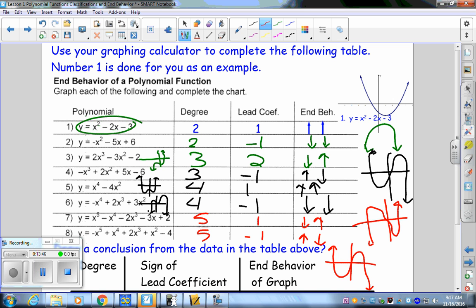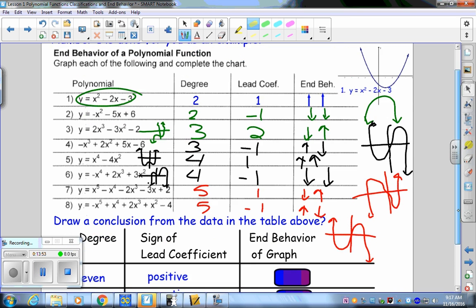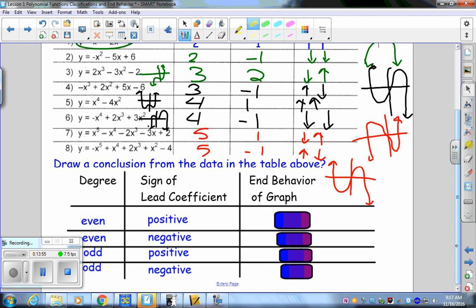All right, so we want to draw a conclusion. There is a pattern on here if you can see it. There's a couple different things to talk about that are going on. All right, so if you notice, look at all of your even degrees first. So the quadratic and the quartic, the 2s and the 4s. What do you notice about both of the arrows? Yes, they're both going in the same direction. They're either both going up or they're both going down. But when you have an even exponent, even degree, your end behavior is going in the same direction.